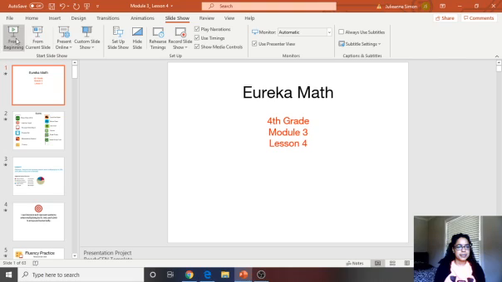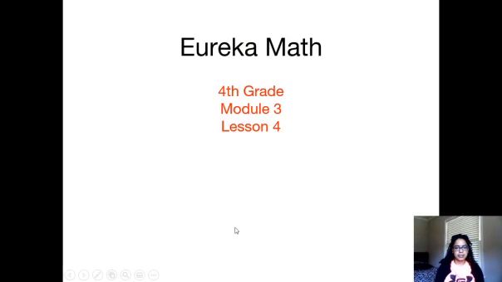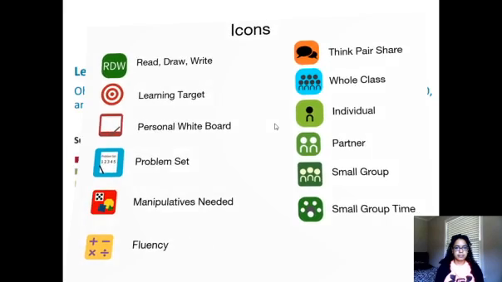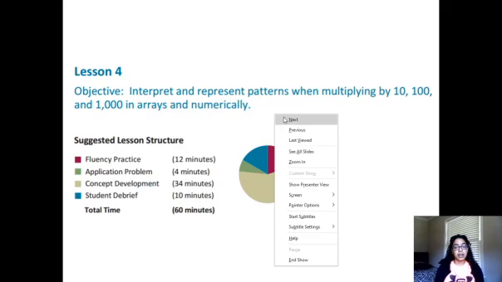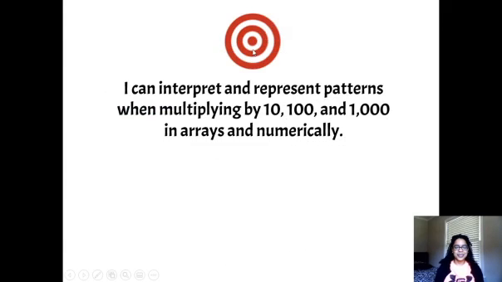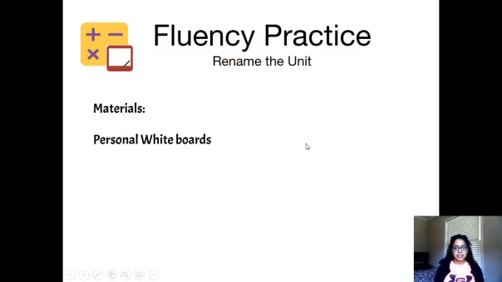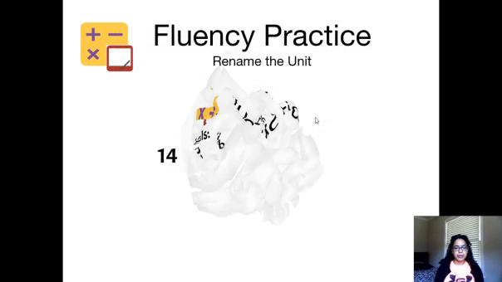Today we're going to review Module 3, Lesson 4. The icons we'll be using are Read, Draw, Write, Learning Target, Personal Whiteboard, Problem Set, and Fluency, and you'll be doing this work individually. We're going to try to finish this under 60 minutes. The target for today is: I can interpret and represent patterns when multiplying by 10, 100, and 1,000 in arrays and numerically. At this time, go ahead and get your paper and pencil out.